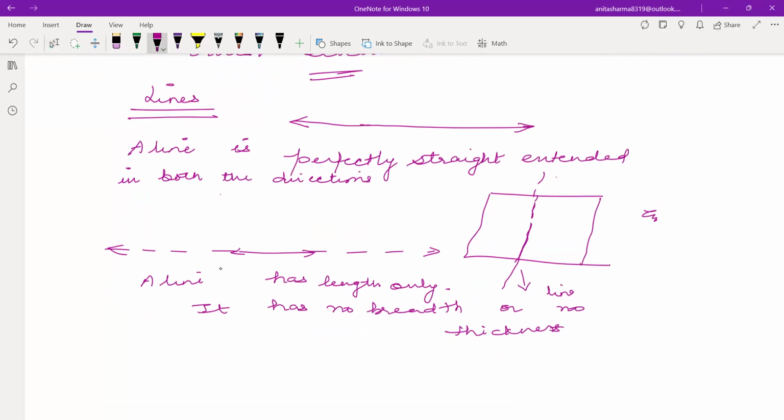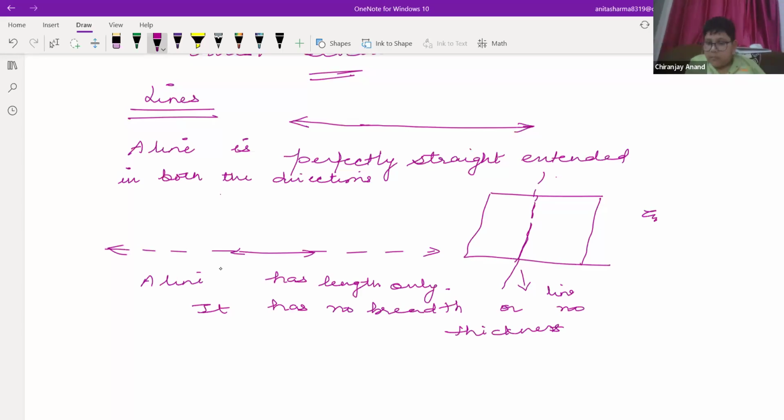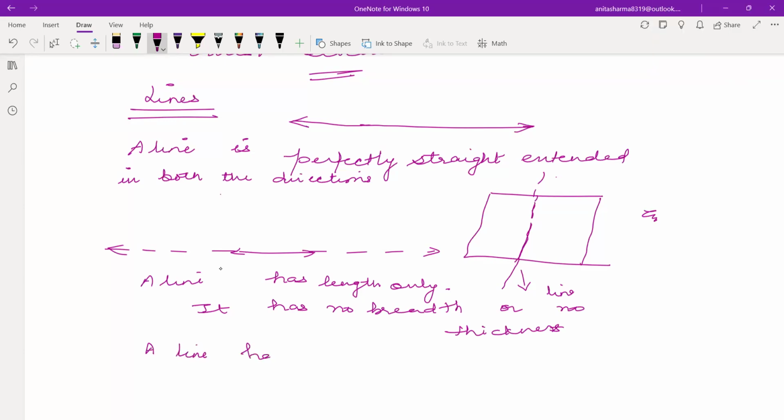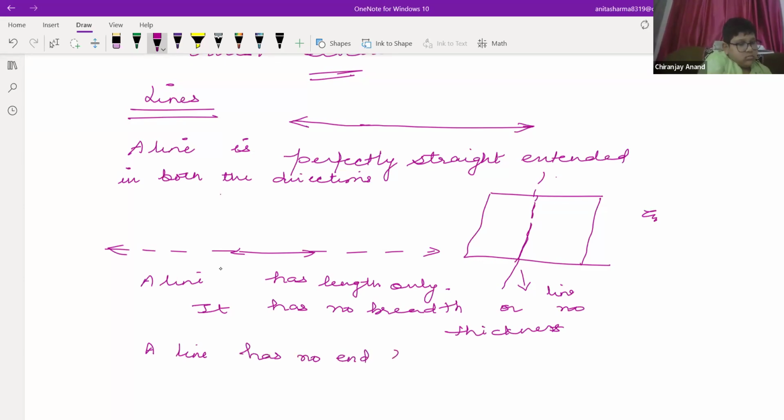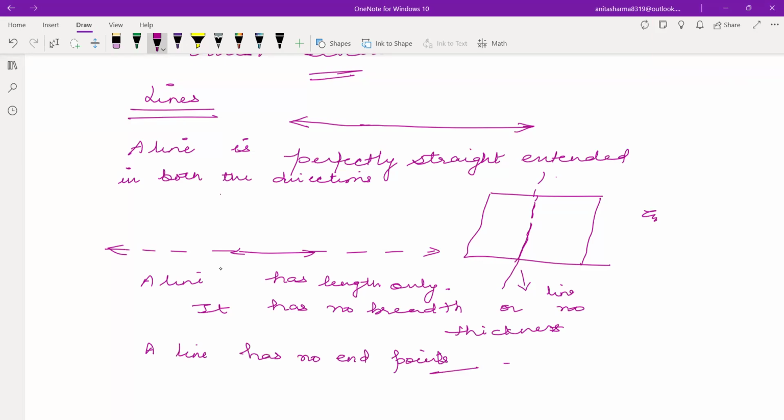So the basic concept of a line is its straightness, and it can be extended indefinitely in both the directions. Understood? That means it cannot be measured. So a line has no endpoints. A line has no endpoints. Fine with this thing?